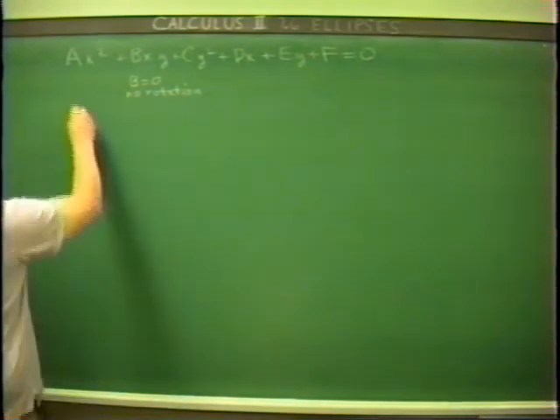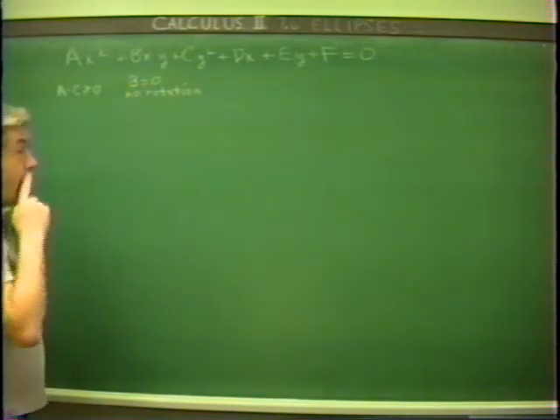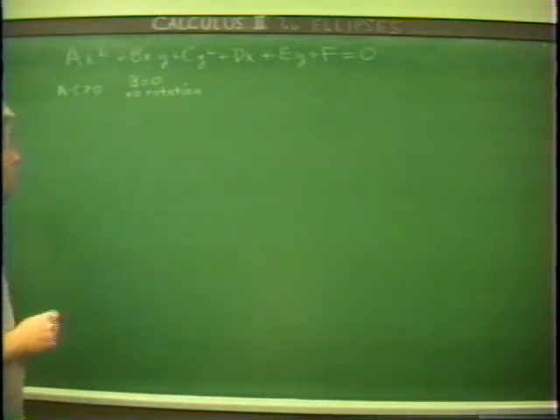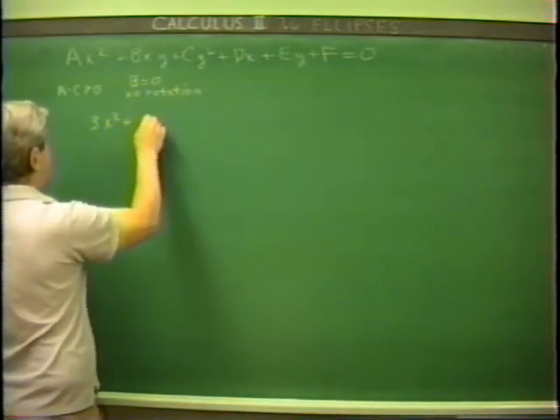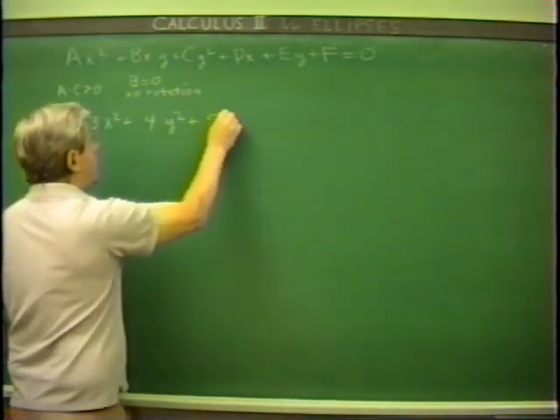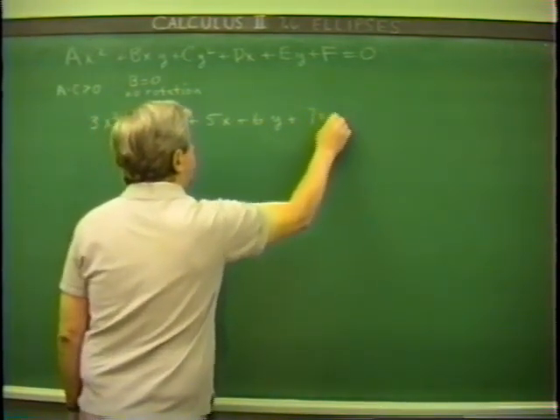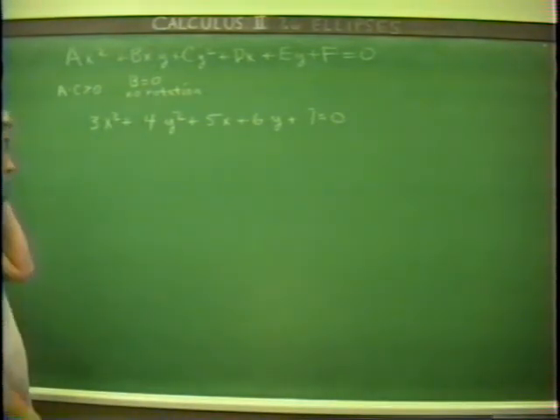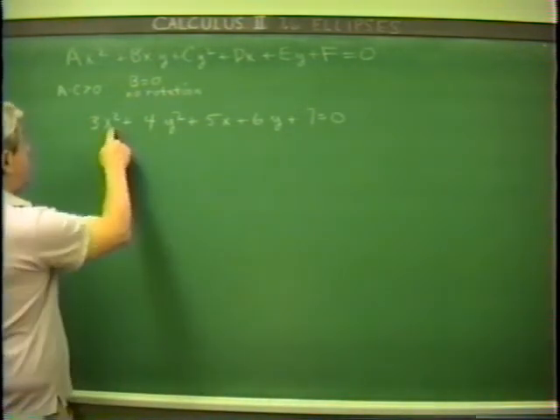If both a and c are positive or both a and c are negative, then you have a chance that this is going to be an ellipse. That's to say, if a times c is greater than 0, then you're going to have either an ellipse or a point or nothing. Let's take a look at a specific example: 3x squared plus 4y squared plus 5x plus 6y plus 7 equals 0. Now I may change the 7 here because it might turn out that we're not actually dealing with an ellipse, but perhaps with nothing.